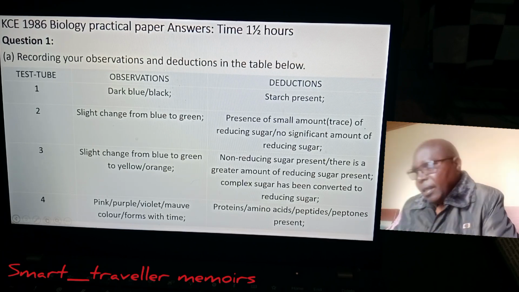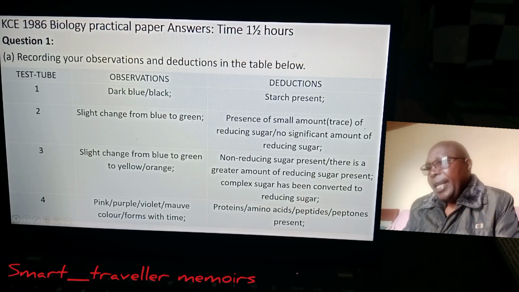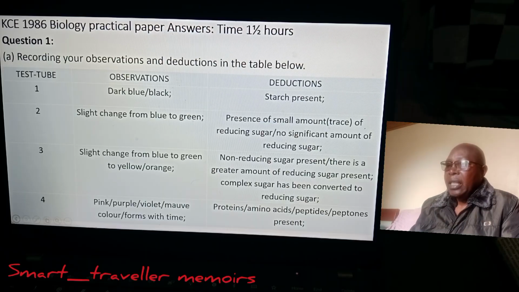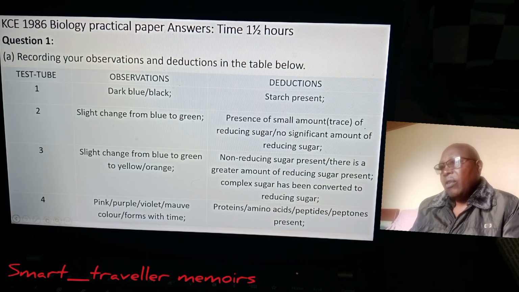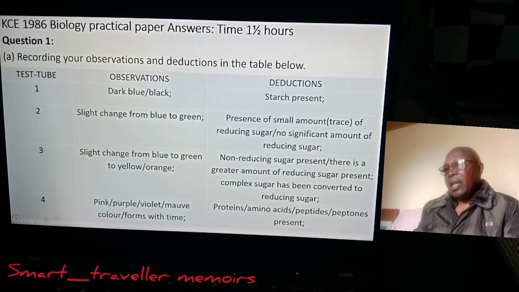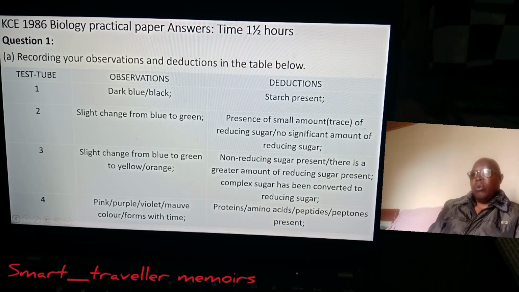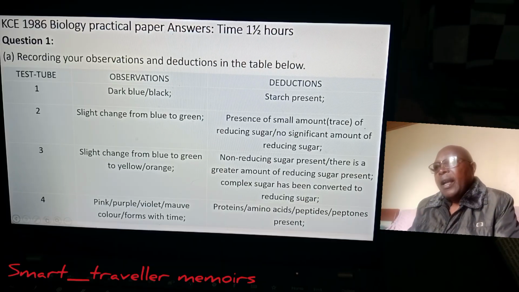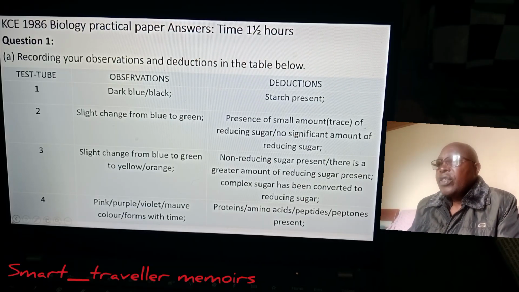Fine. As usual, I told you I will be dealing with the question. I changed the format. I do the question, then I give the answer immediately. Before, the format was I do the 3 questions and give the answers. But now I do the question and give the answer. So question 1 answers. Recording the observations and deductions in the table below.